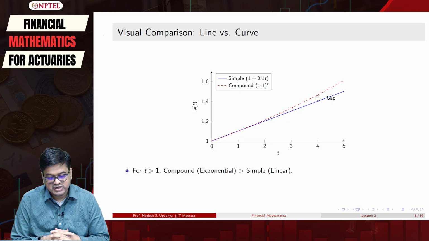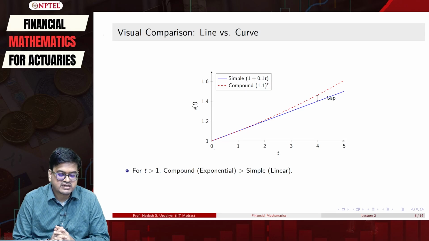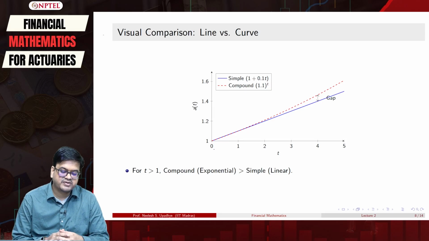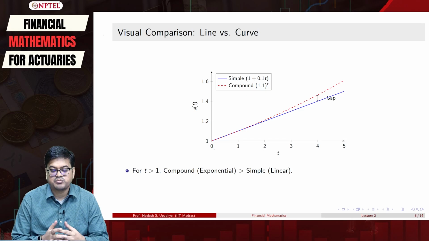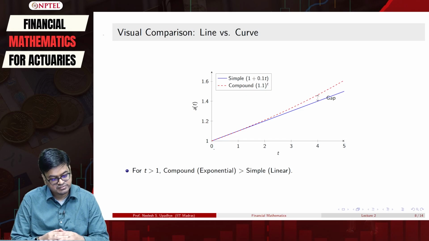So first of all, if time is greater than 1 time unit, then of course, as the graph reveals, the compound interest, which has shown the potential of exponential growth, is much better than the simple interest model. Okay.